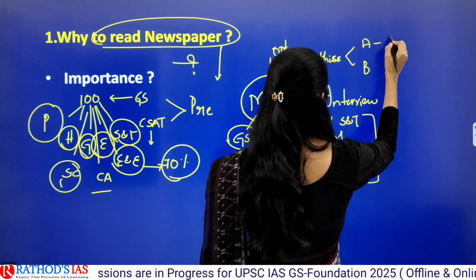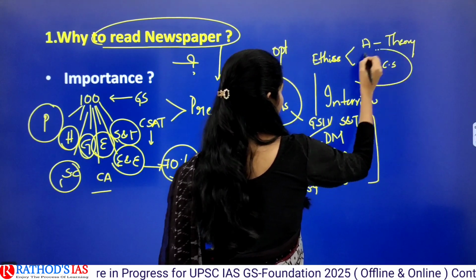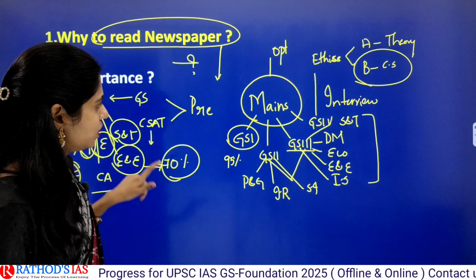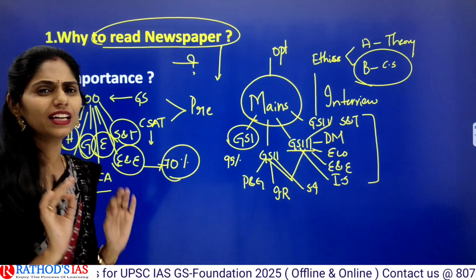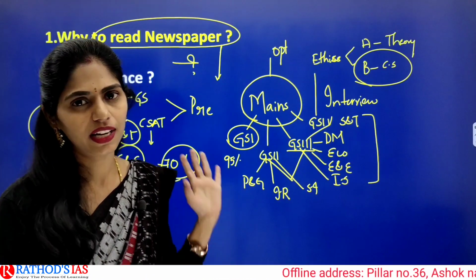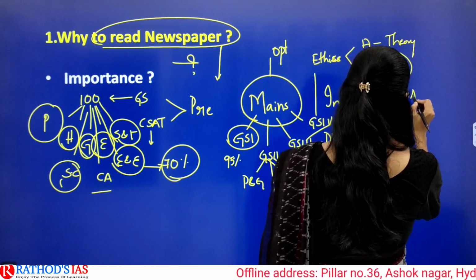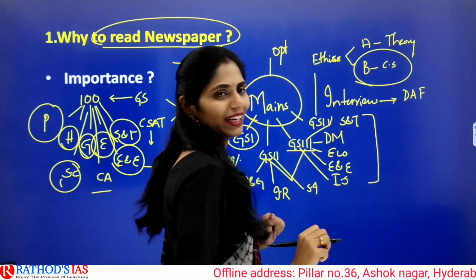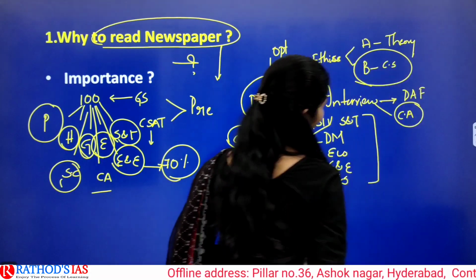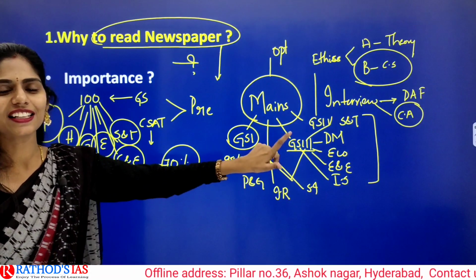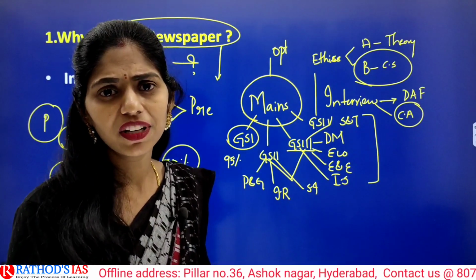So normally part A will be theory and part B will be case study. So these case studies are based on current affairs. So if you see this mains and prelims, around 80% of your paper is current affairs. And even in the interview you can get questions from your DAF, the application form, and next will be from current affairs itself. So if you see this entire examination, around 70 to 80% of your paper is current affairs.